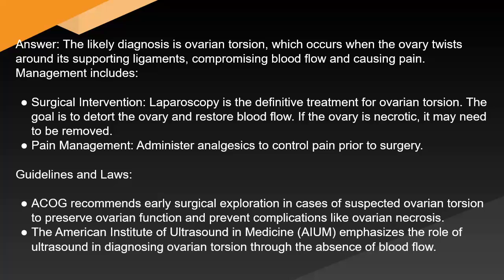Answer: the likely diagnosis is ovarian torsion, which occurs when the ovary twists around its supporting ligaments, compromising blood flow and causing pain. Management includes surgical intervention. Laparoscopy is the definitive treatment for ovarian torsion. The goal is to detort the ovary and restore blood flow. If the ovary is necrotic, it may need to be removed. Pain management: administer analgesics to control pain prior to surgery.